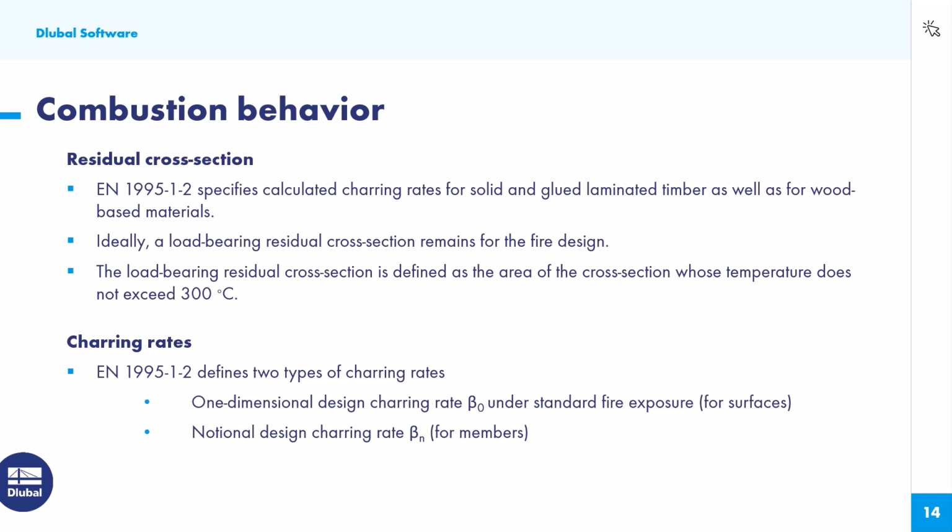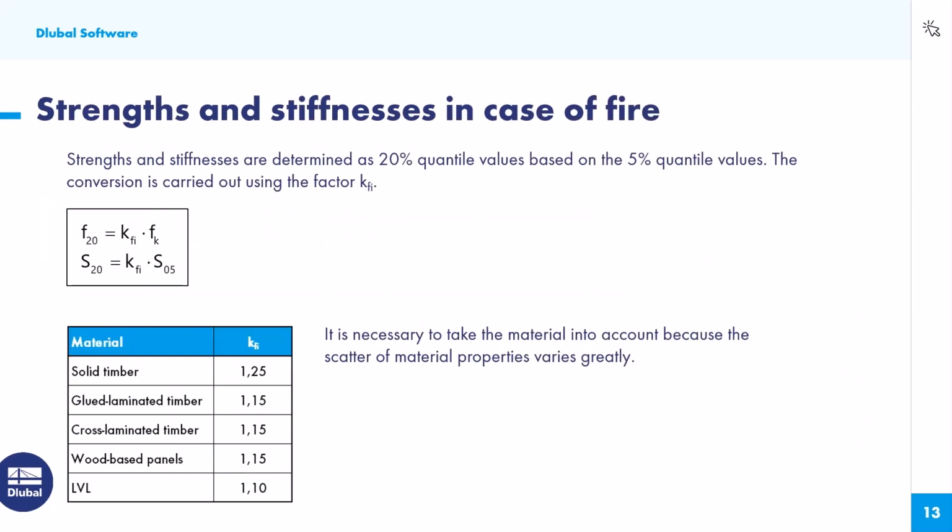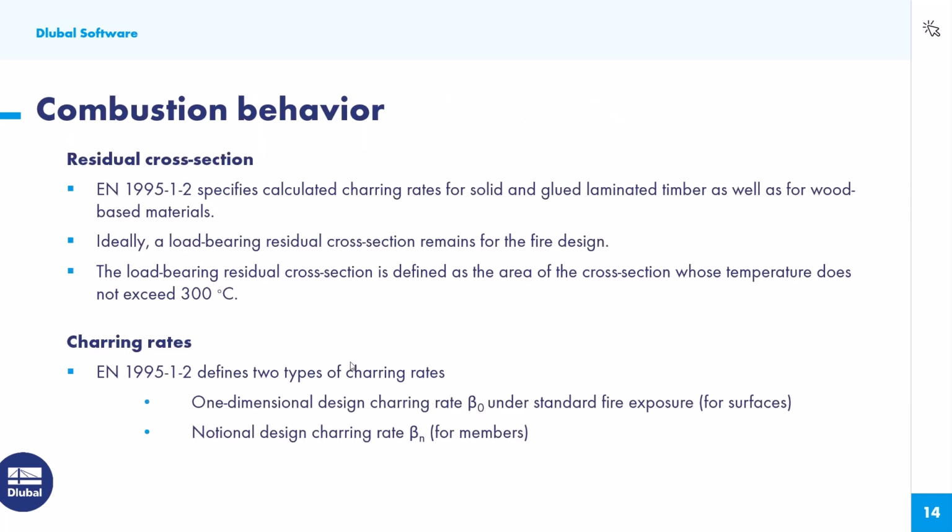Let's have a look at this residual cross-section. When we check this picture again, we see the residual cross-section, but the question is only how we get this effective cross-section. And Eurocode 5 fortunately provides us charring rates for timber materials. And it's clear that a residual cross-section should remain, otherwise the whole design would not work or the whole building will collapse. And it's simply defined by the area where the temperature does not exceed 300 degrees Celsius.